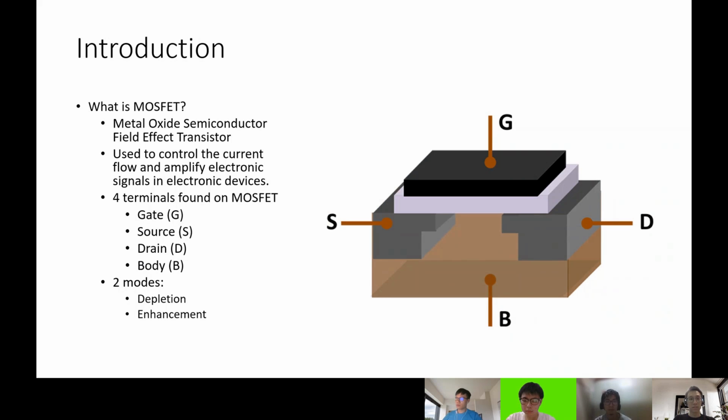The introduction for the presentation is to introduce what the MOSFET is. MOSFET stands for metal oxide semiconductor field effect transistor. It is used to control the current flow and amplify the electronic signal in electronic devices. There are 4 terminals on the MOSFET, which are known as gate, source, drain, and body. The MOSFET also works in 2 modes, which are depletion mode and enhancement mode.